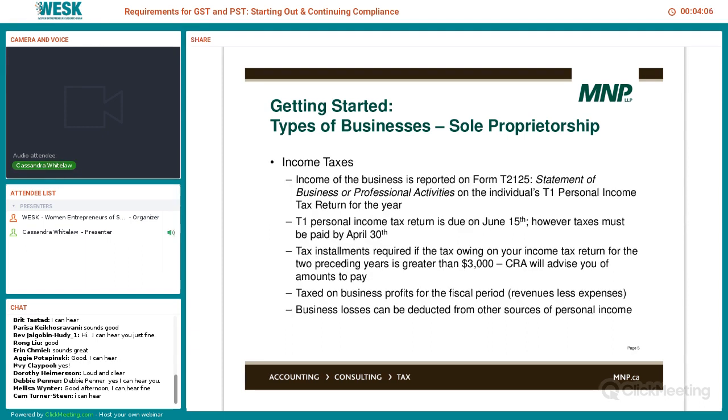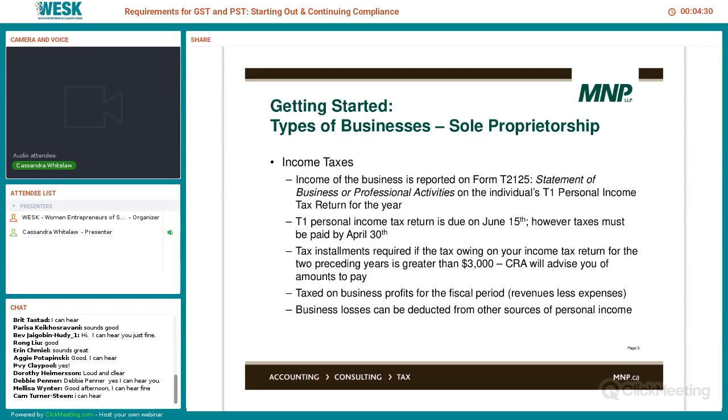So for sole proprietorships, you'll report the business profits, so the income and expenses from your business will be reported on a schedule in your personal tax return that you need to file every year. The tax return for individuals with self-employment income is due on June 15th. However, the taxes must be paid by April 30th. So even though your tax return isn't due, your taxes will be.